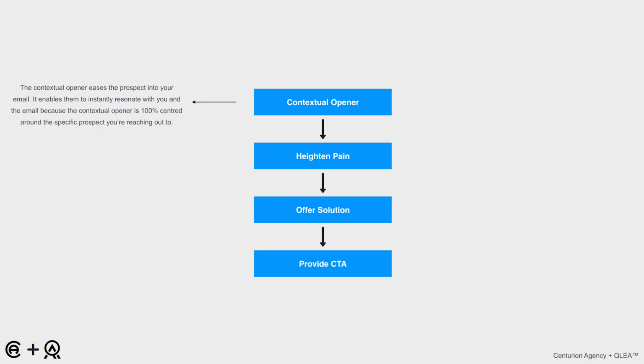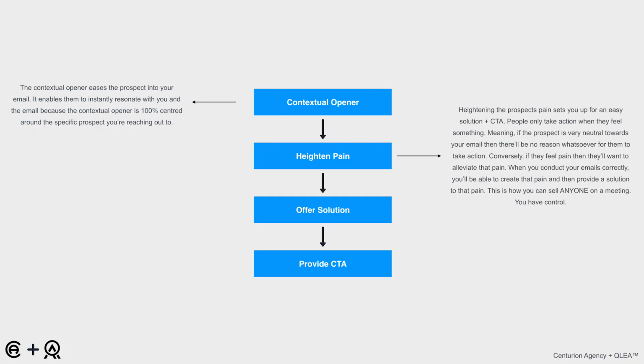And as they read more, they're going to end up getting to the CTA, and that's where they're going to take action. If they don't get to the CTA, they're never going to take action, right? Next, we've got heighten pain. Now, heightening the prospect pain sets you up for an easy solution plus CTA. CTA standing for call to action, right?